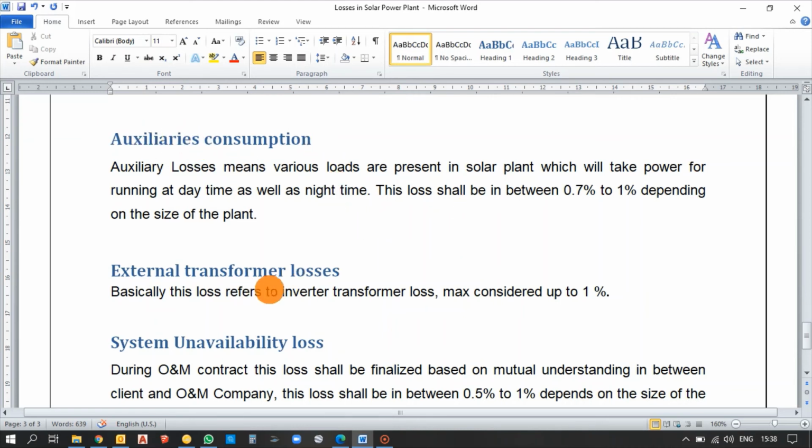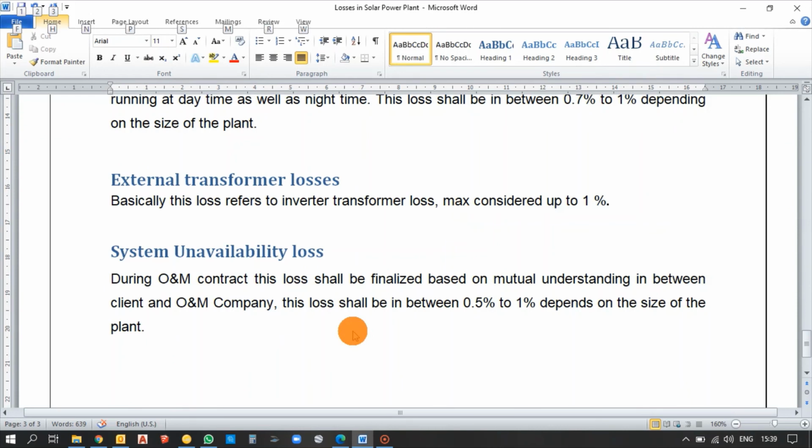And next is the external transformer losses. Basically, losses in the transformer will be considered up to 1%. So by default, losses in the transformer will be 1%.